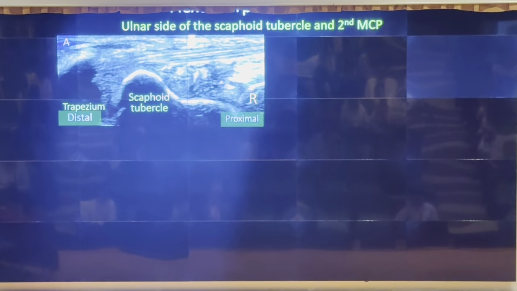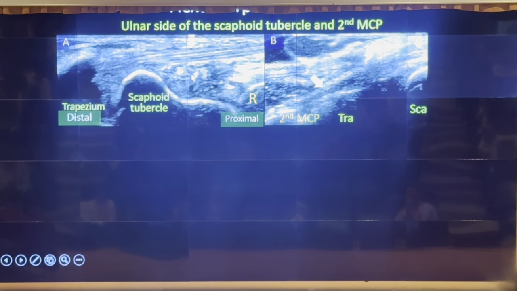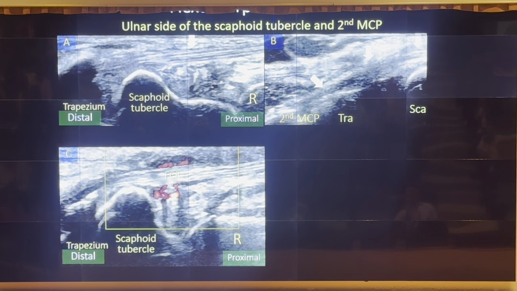The flexor carpi radialis tendon is near the carpal tunnel. It is just superficial to the scaphoid tubercle. So you can see this is a normal FCR tendon, and this is the insertion site. But in this case, you can see hyperemia, and in the surrounding area you can even find some synovium accumulated here.